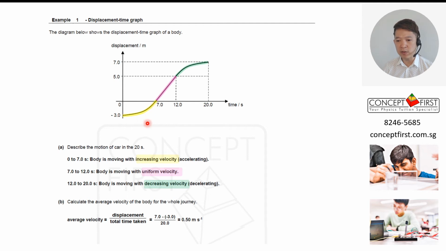Increasing gradient, so increasing velocity or accelerating. Constant gradient, constant velocity or uniform velocity. Decreasing gradient, so decreasing velocity. Now what's the average velocity?